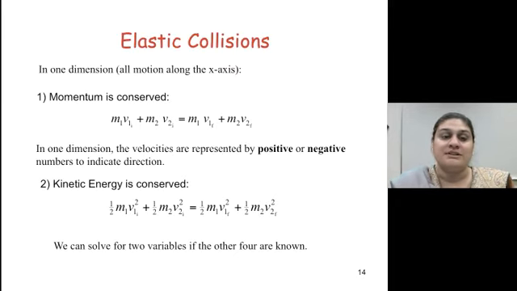For an elastic collision in one dimension, momentum is conserved and is given by m1 v1 plus m2 v2 equals m1 v1 final plus m2 v2 final. In one dimension, the velocity is represented by positive or negative numbers to indicate direction. Kinetic energy is also conserved, which is given by this formula here: kinetic energy initial equals kinetic energy final. We can solve for two variables if the other four are known.